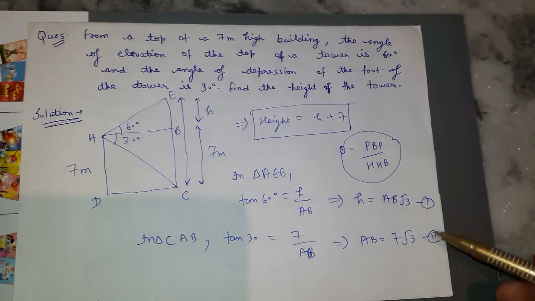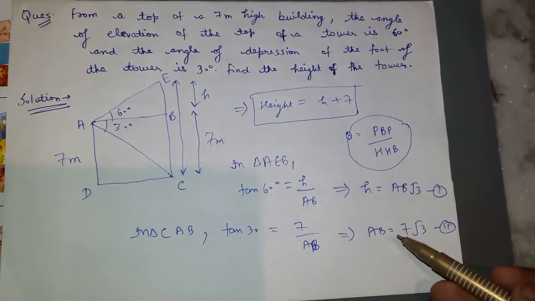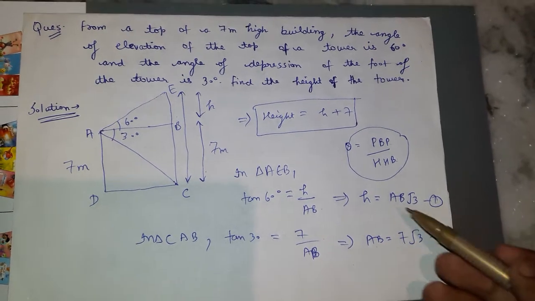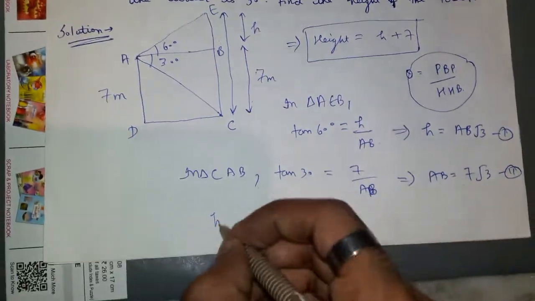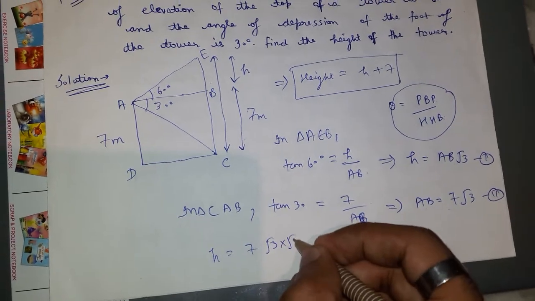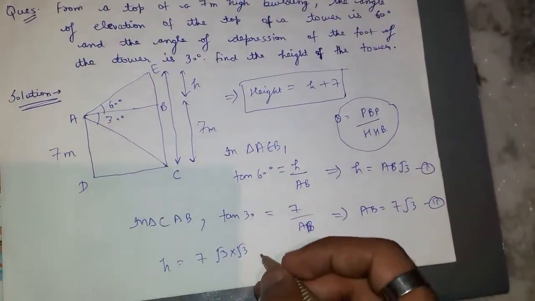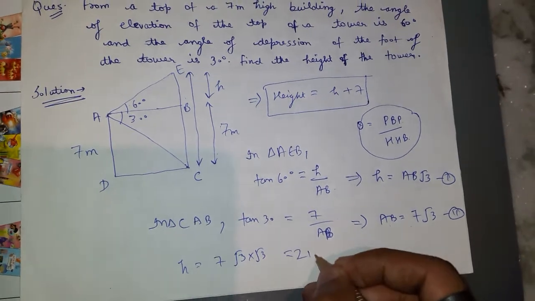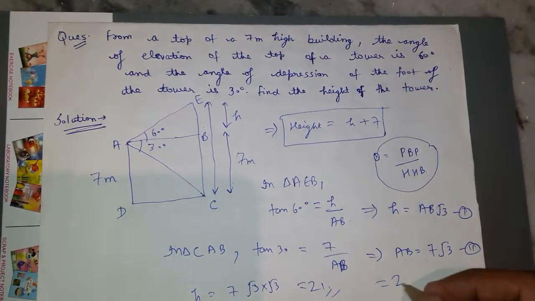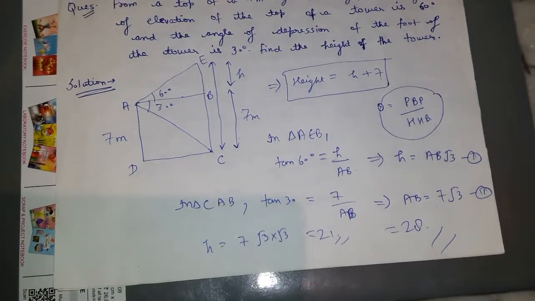Now we have two equations and can easily find h. Putting this AB value in equation 1, h is 7 root 3 into root 3. Root 3 into root 3 is 3, so 7 times 3 is 21. So what is the final height? h plus 7, which is 28. So 28 is the correct answer. Okay, thank you.